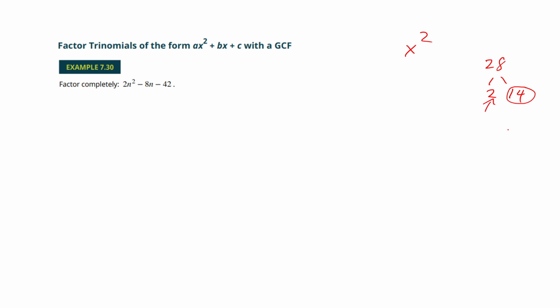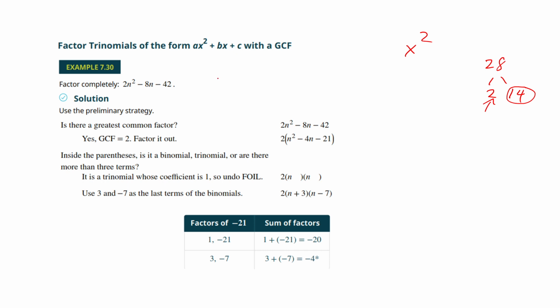If I look at what I have, 2n squared, I've got a GCF. It's 2. Okay, so I'm going to pull out that 2. Now, the 2 is a factor, just like here. A 2 is a factor, but I'm not done. This can be factored further. And how? Well, it's a trinomial. We're going to play our little game. The 2 numbers are negative 7 and 3.